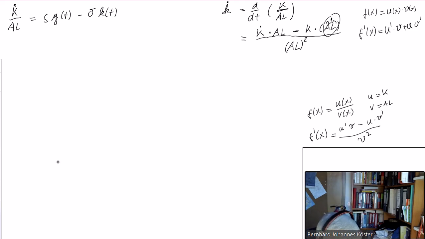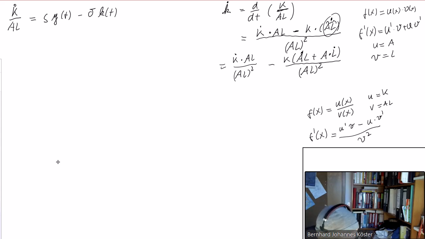So this is u prime times v plus u times v prime. So in the end, we obtain k dot times AL over (AL) squared, minus, and now I set here u is A and v is L, times K times (A dot times L plus A times L dot) over (AL) squared.